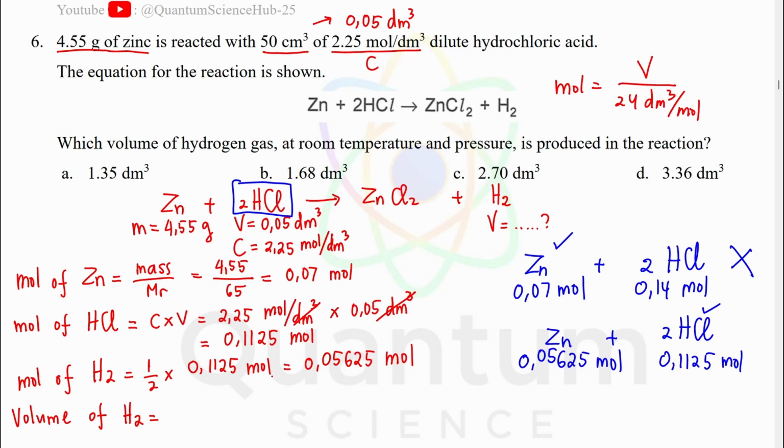So how to find the volume? Volume equals mole times 24. So the volume is 0.05625 mole times 24 dm cube per mole. And we can omit the mole in here. So you will get 1.35 dm cube. So the correct answer here is A.